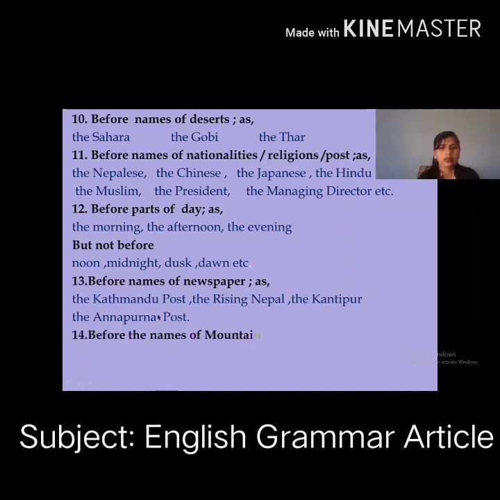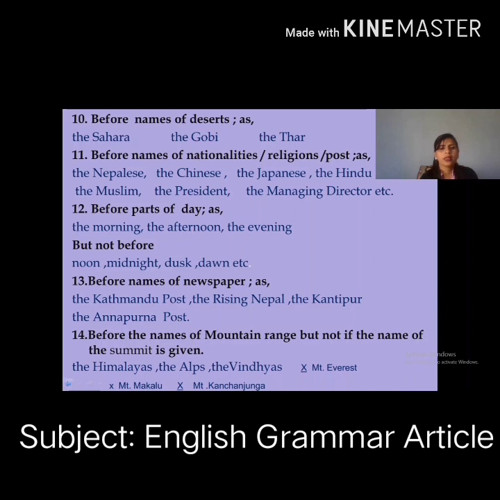The is used before the names of mountain ranges. Mountain ranges, not if the name of the summit is given. Look at the example. Himalayas, Alps, Vindhyas are the names of the mountain ranges. So we have to write article the and say the Himalayas, the Alps, the Vindhyas.